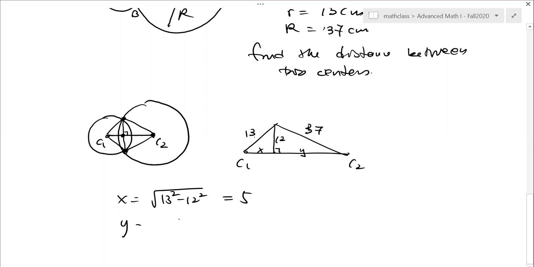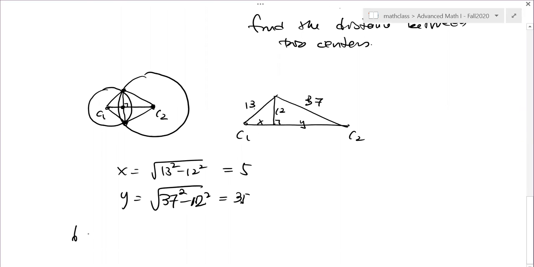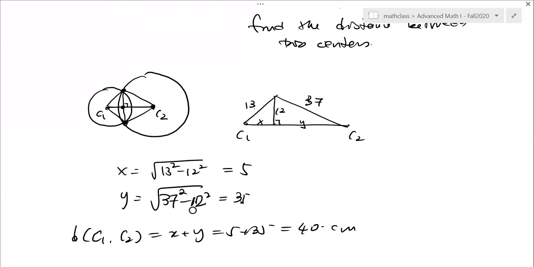Then y is going to be 37 squared minus 12 squared, right? I think that is 35. Those are the special right triangles. So the answer is the distance between C1 and C2 is x plus y, 5 plus 35, which is 40. It's 40 centimeters long. So all I have to do is draw a couple of lines and you get the triangles, then you solve it.